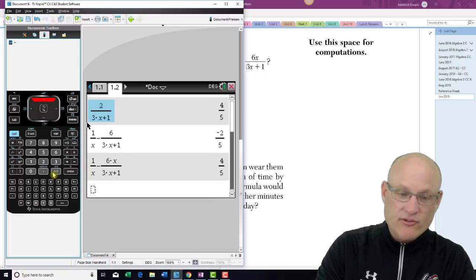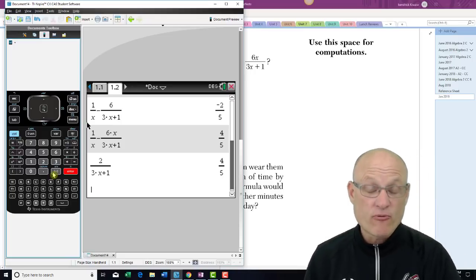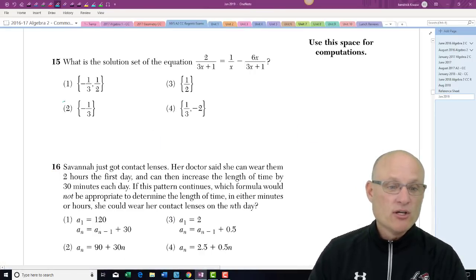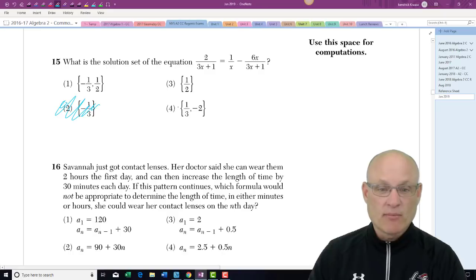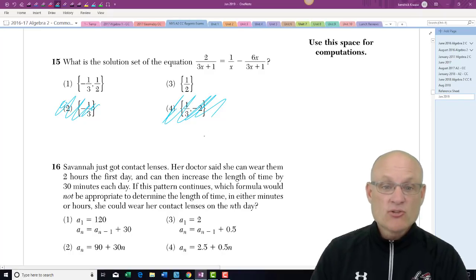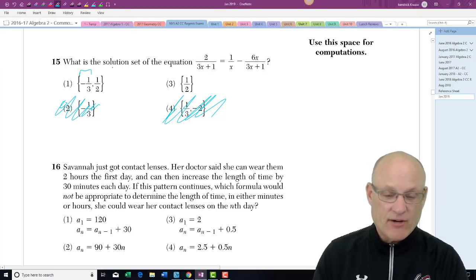Let me just remind you, this is the left side. Notice they're both 4/5. So I know 1/2 works. So 1/2 has to be one of my answers. So really all I've got to do is check to see if this negative 1/3 works. You're going to find out it doesn't.